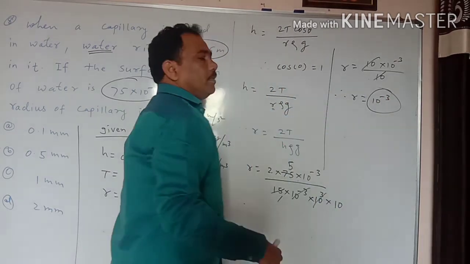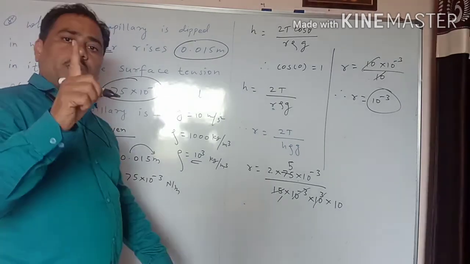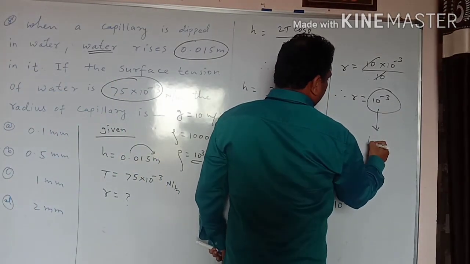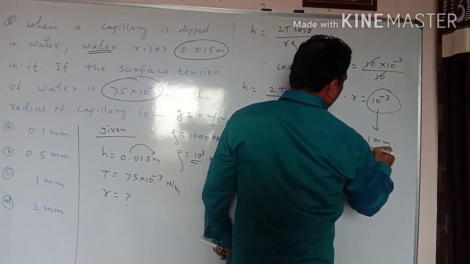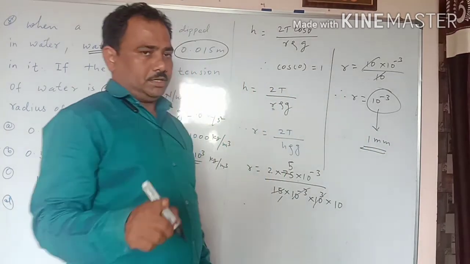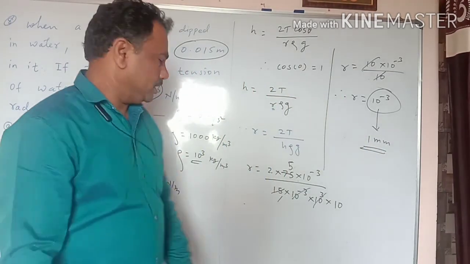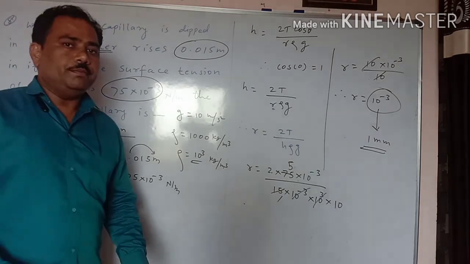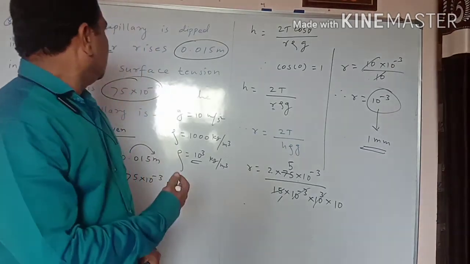And 10 to the power minus 3 represents what? 1 millimeter. What is the meaning of this 10 to the power minus 3? It is 1 mm. 1 millimeter is equal to 10 to the power minus 3 meter. So our correct option is 10 to the power minus 3, which means 1 millimeter. Got it?